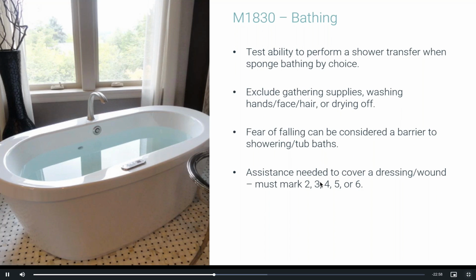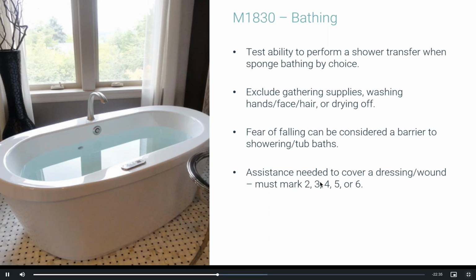So when we look at that bathing question, keep in mind that you might need to perform that shower transfer with someone if you need to figure out how they are able to get in and out of the tub or in and out of the shower, especially if they're telling you they're taking a sponge bath and they're just doing that by choice, not because they need to for some reason. It's just their personal preference.